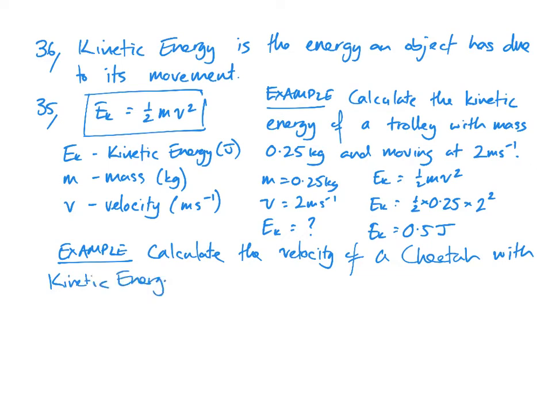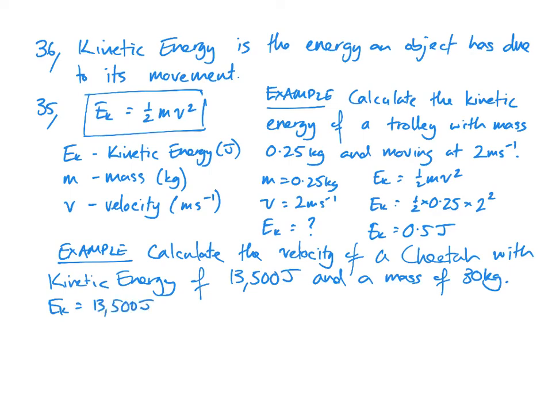So we've got a kinetic energy of 13,500 joules, and a mass of 30 kilograms. So as usual, list what we know, and what we're being asked. And then in our formula, substitute, and this time we're substituting on the left hand side.